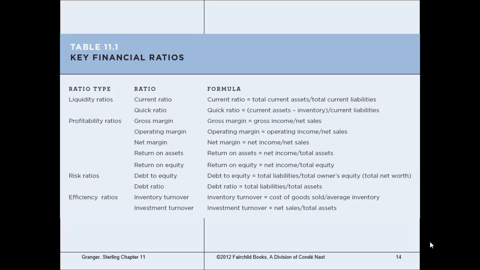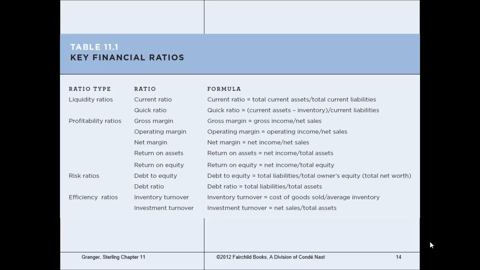And next are the risk ratios. And the first one is the debt to equity ratio, and this measures the portion of assets that are financed by creditors to assets that are contributed by the owners. So it compares how much the business owes versus how much they own. And the higher the debt to equity ratio, the lower the chances of getting financing. And the formula for it is total liabilities divided by total owner's equity, or your total net worth.